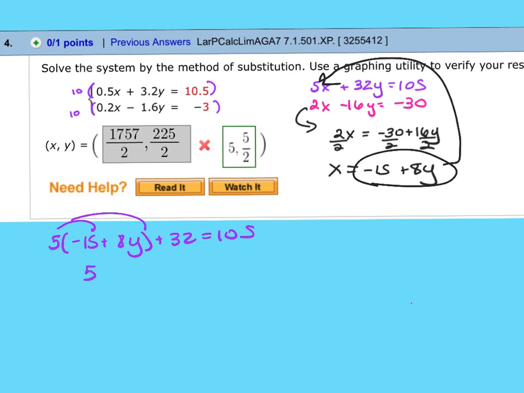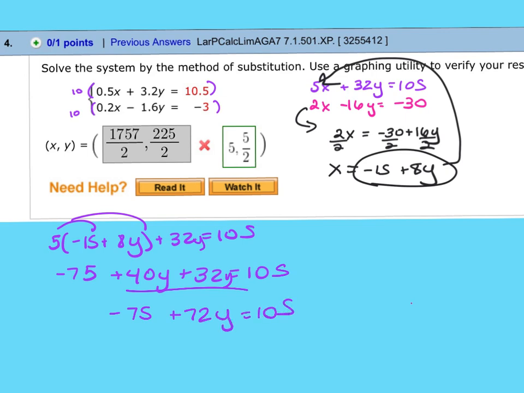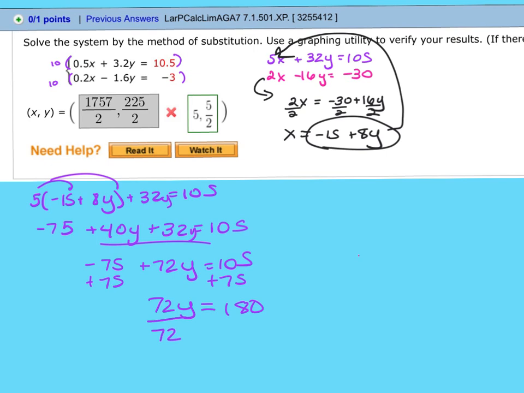Distribute here. Combine my like terms. Oh, sorry, that should be 32y. So those are not like terms. These are my like terms. So these, negative 75 plus 72y equals 105. Add the 75. And divide by 72.